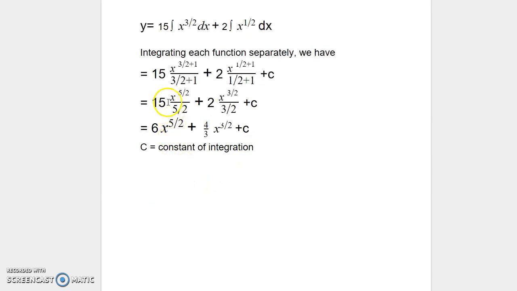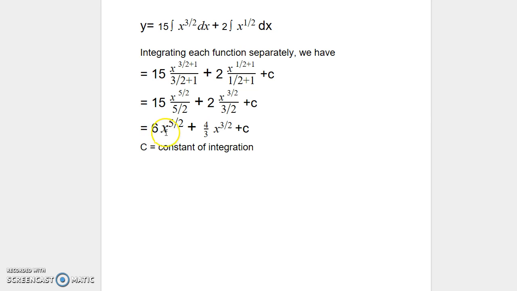So when we simplify it some more, it translates to 15 times x to the power of 3 over 2 plus 1, which is 5 over 2, divided by 3 over 2 plus 1, which is 5 over 2, plus 2 times x to the power of 1 half plus 1, which is 3 over 2, divided by 1 half plus 1, which is 3 over 2, plus c. So 15 times 5 over 2 in the denominator, when we bring it to the side of the expression, becomes 2 over 5. So 15 times 2 is 30 divided by 5, which translates to 6.